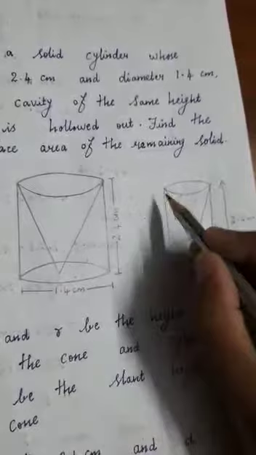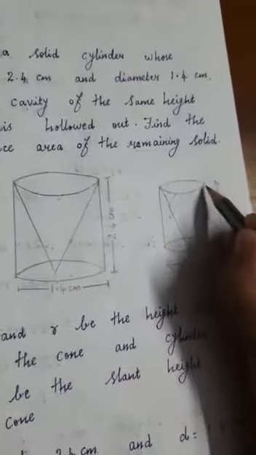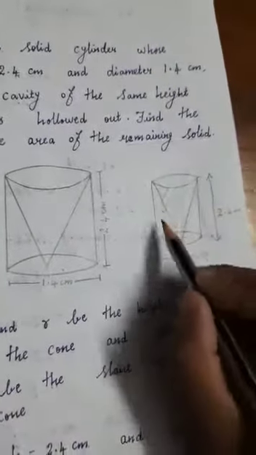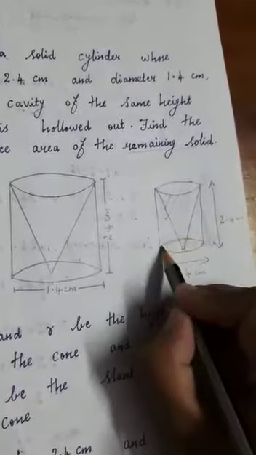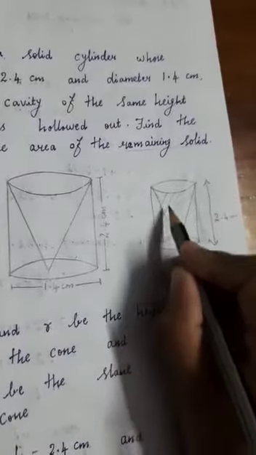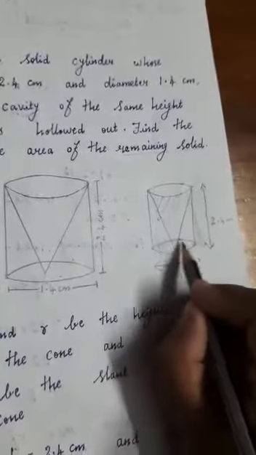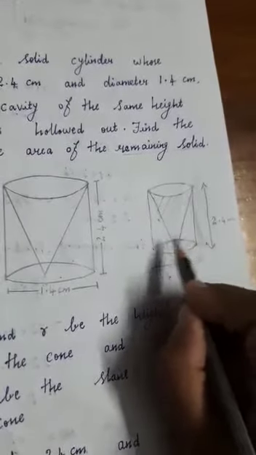The next one, CSA of the cone we need to find out. Inside only we have cut the cone shape, so CSA of the cone we need to find out. After, this cone touches this part, the bottom of the cylinder part. So this part also, this cone touches. That part, you know, is the circle part. So that is area of the circle we need to find out.